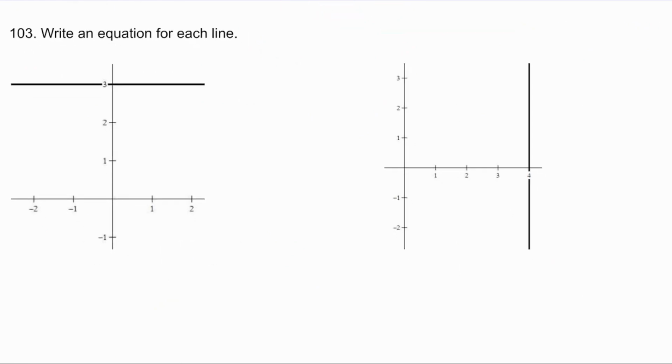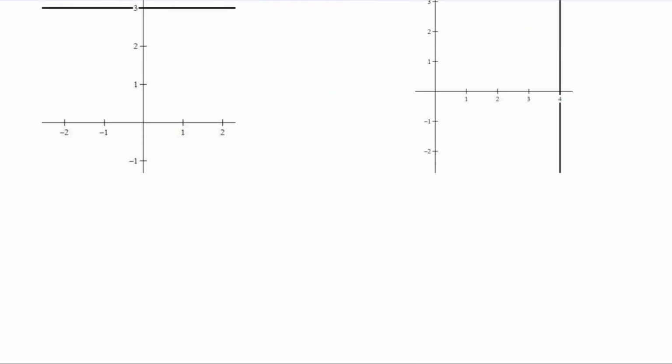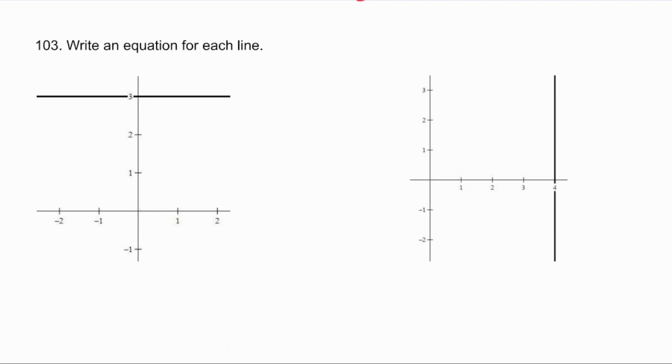Okay. Now we're going to write an equation for each line. Okay, so a horizontal line. If you remember that horizontal lines have an equation y equals some number, then good for you. You'll be able to do this one pretty quick. But if not, just plot a few points and ask, what do all these points have in common? They all have the same y-coordinate. Their y-coordinate is 3: (0, 3), (1, 3), (2, 3). This is the line y equals 3.